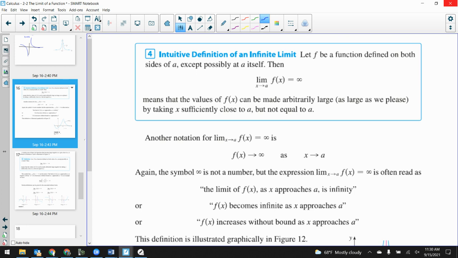Basically saying that if we let f be a function defined on both sides of a, except possibly at a itself, remember we don't really care what's happening at a, if it keeps going bigger and bigger and bigger, or smaller and smaller and smaller, the limit as x approaches a of f of x is going to be equal to infinity. Okay. Again, this is going to graphically look like a vertical asymptote.